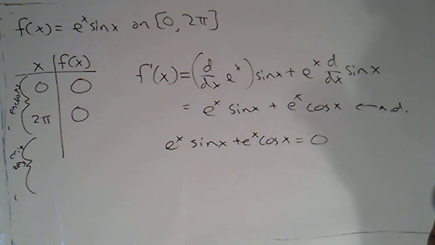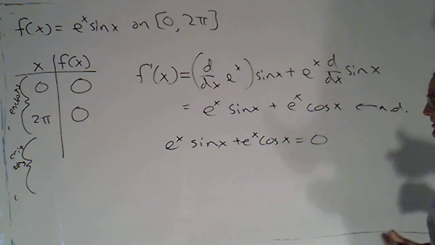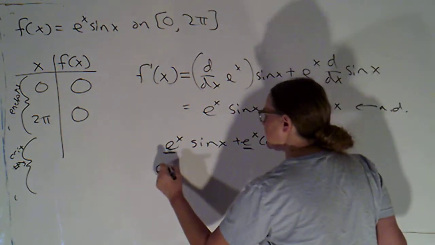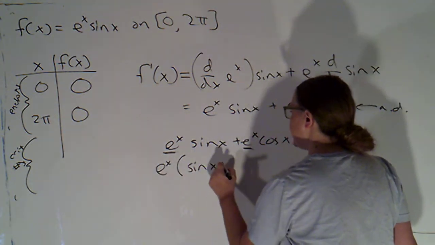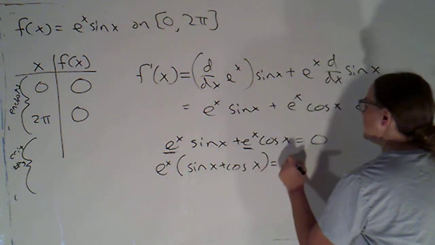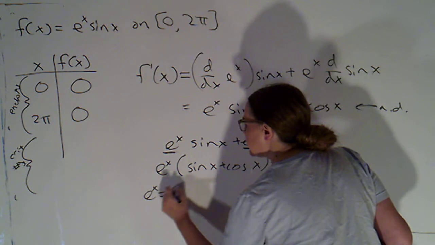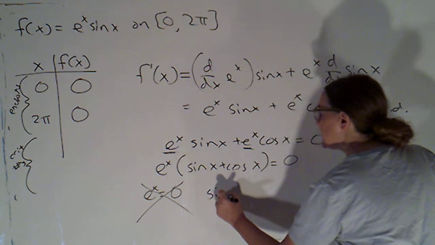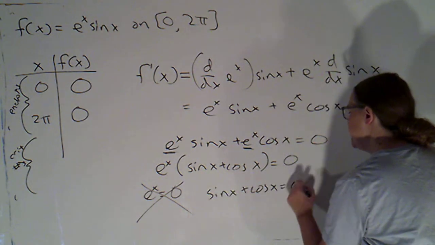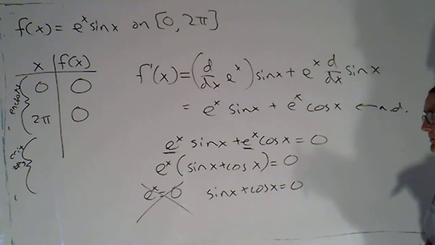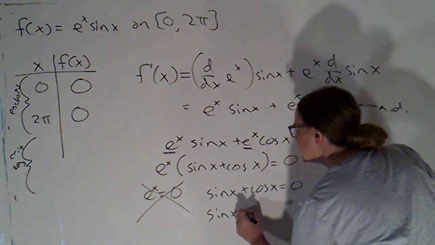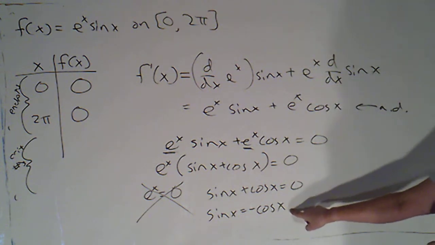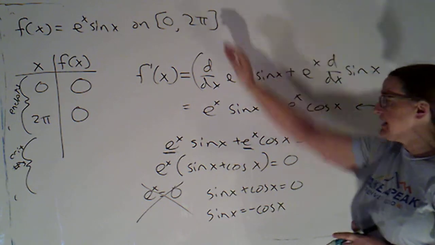And at first it might look kind of intimidating because I'm seeing exponentials and trig functions, but again, that e to the x shows up in both terms. So I can just factor it out. So I get e to the x times sine x plus cosine x equals 0. So that means e to the x equals 0, except I know that it never does because e to the x is always positive. Or sine x plus cosine x equals 0. Now that I'm going to have to think about and solve. Notice this means that sine of x is the opposite of cosine x. Now that's going to have infinitely many solutions, but only a finite number of solutions in this interval.